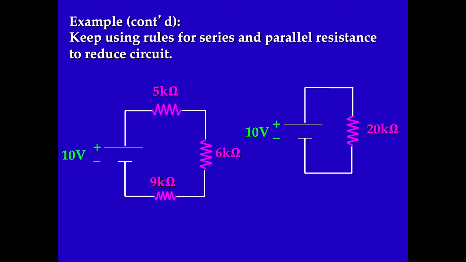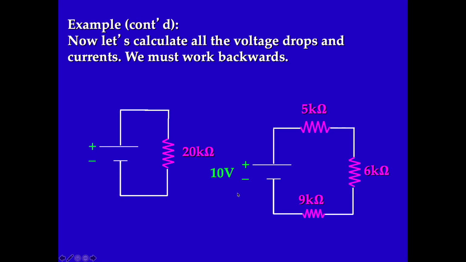I'm automatically going to get units of milliamps if I just do 10 over 20. 10 over 20 is a half, so I get half a milliamp. So the current that's delivered by the battery is half a milliamp, which I've drawn there. Well, I have 10 volts across that resistor, it's 20 kilo ohms, half a milliamp.